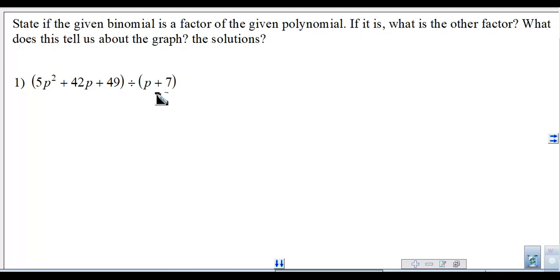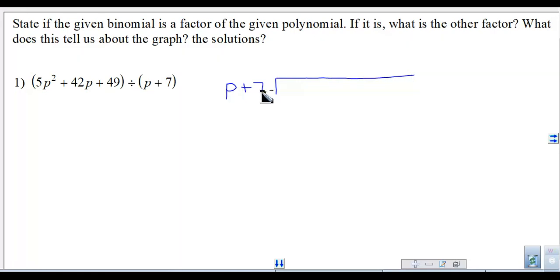If it is a factor, that means that we can solve this factor and it will tell us where the x-intercept of the graph is. We also can use the quotient to find the other factor or factors of the polynomial. So let's start off by doing division. We're going to set it up just as we would a long division problem with a box.